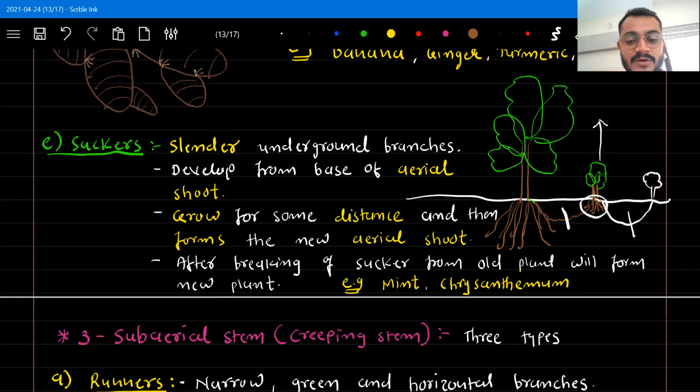After some time, when this plant gets established and can live individually, the sucker breaks from the old plant, and this is how a new individual plant develops. This is usually seen in mint.